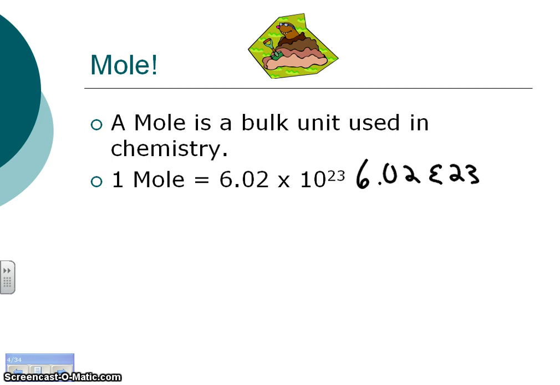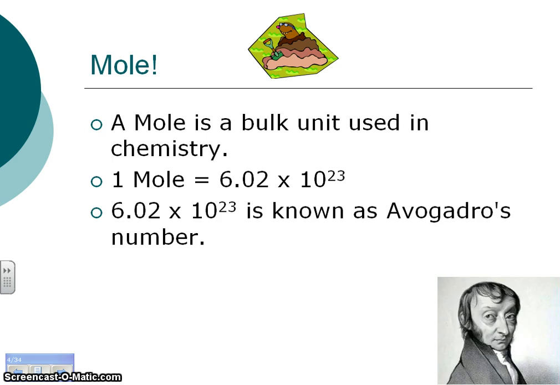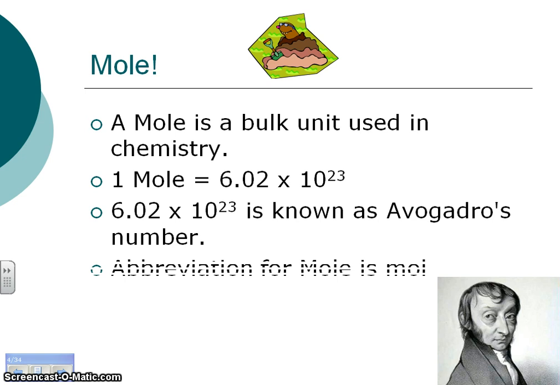Alright, there's no difference really between a mole or a dozen. 1 dozen equals 12. 1 mole equals 6.02 times 10 to the 23rd. This number is also known as Avogadro's number. And the abbreviation for mole is MOL.